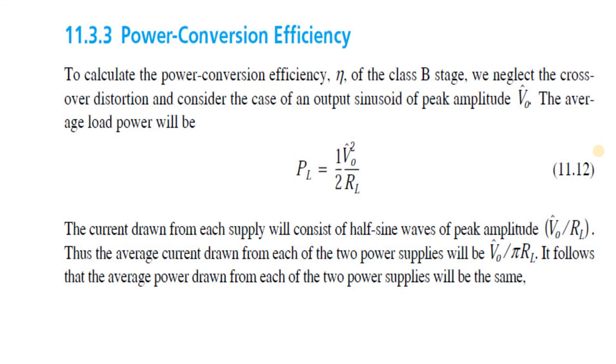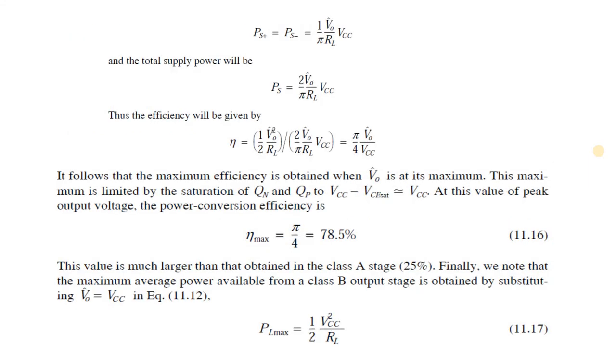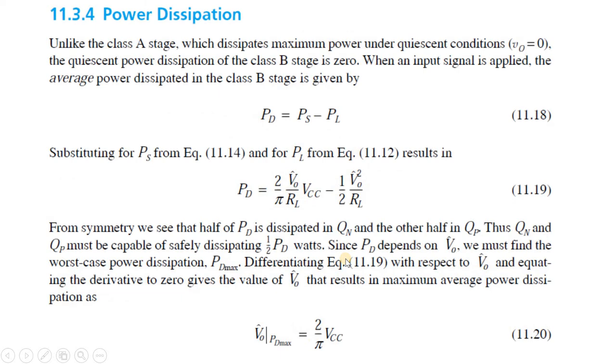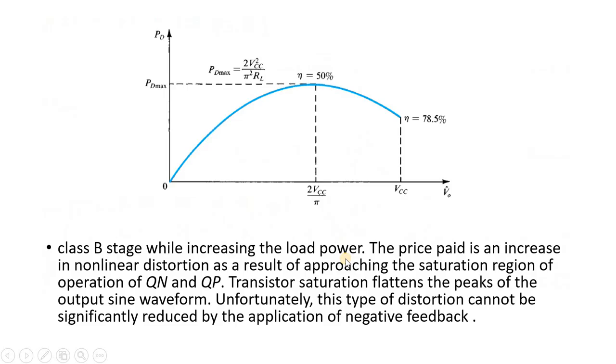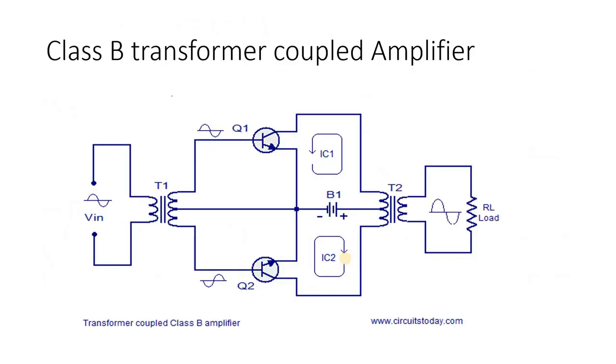And here, similar to the class A amplifier, we calculate the power conversion efficiency, that is the output power, the load power, and the supply power PS. Then we substitute in the efficiency equation. You will get pi by 4 as the answer. Pi by 4 means, if you calculate, 78.5%. This is the maximum efficiency we can achieve in the class B amplifier. Next is power dissipation; similarly, you can calculate.